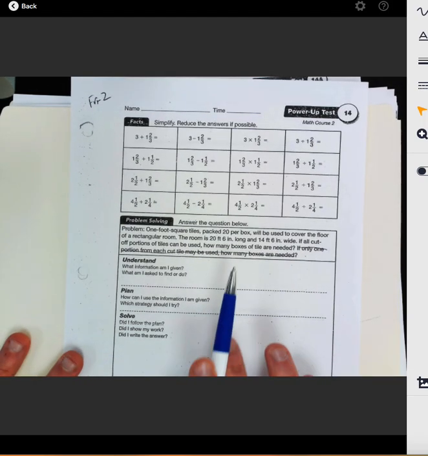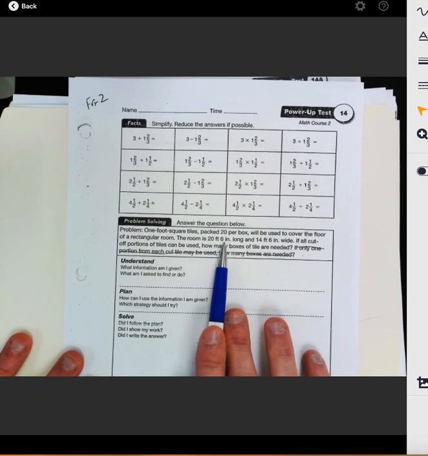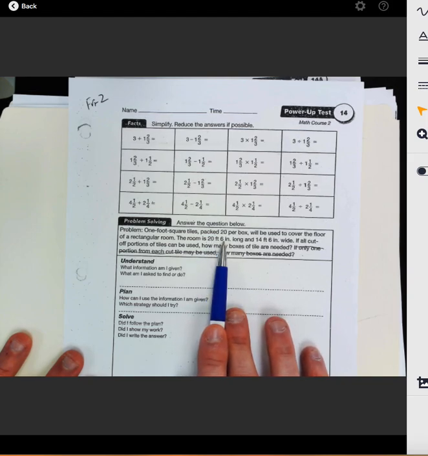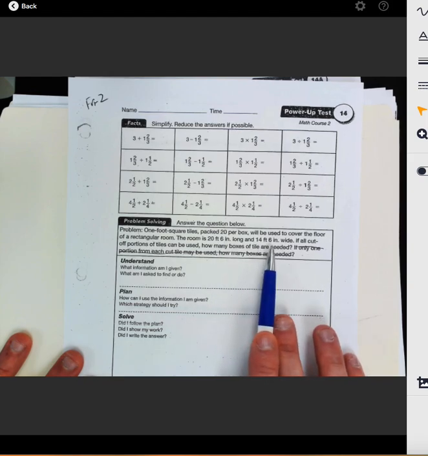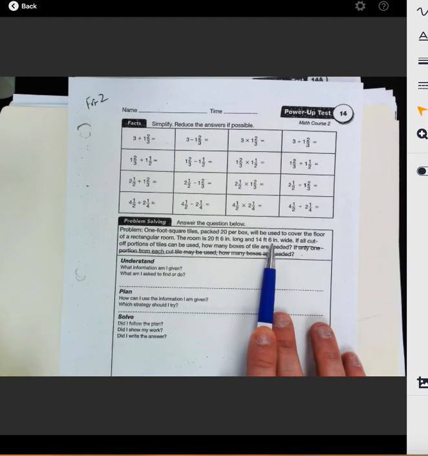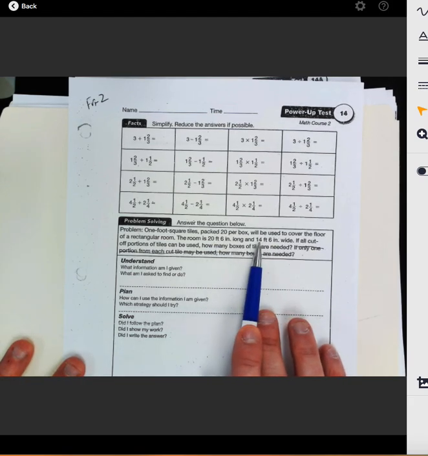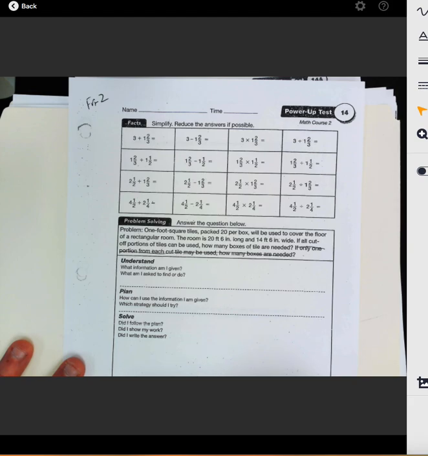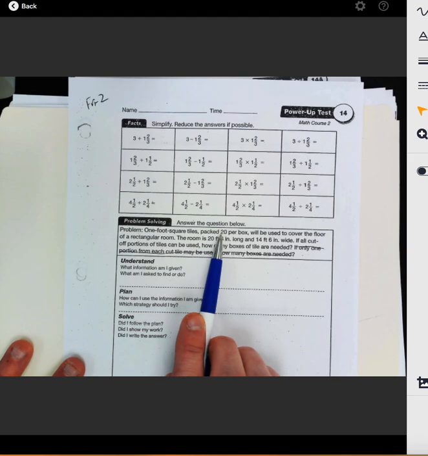Okay, so here's what I'd do if I was a sixth grader. I would know that 6 inches is half a foot, so I'm going to switch this to 20.5 and this to 14.5. If I want the area of the room, guys, I have to take 20.5 times 14.5, and we'll get an answer. And then I'm going to round that number up to a number that's divisible by 20.